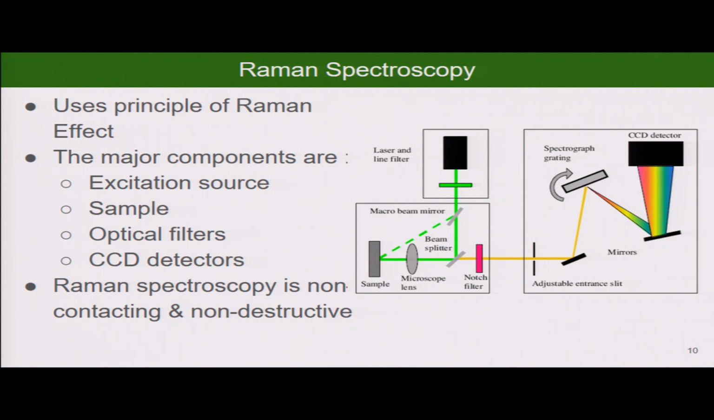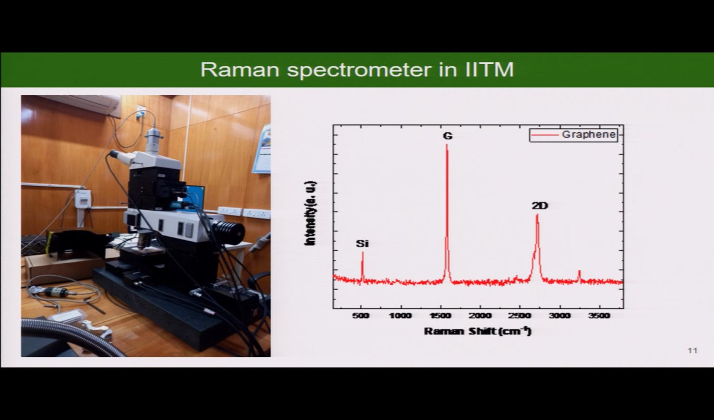Based on the position where they fall on the CCD detector, we'll be able to find their wavelength, and after we analyze this through a computer, we get a Raman spectrum generated. We prefer Raman spectroscopy as it's non-contacting and non-destructive, so we can measure the same sample multiple times using Raman spectroscopy. This is the Raman spectrometer we use for our samples, and that is one of the graphs we obtained.